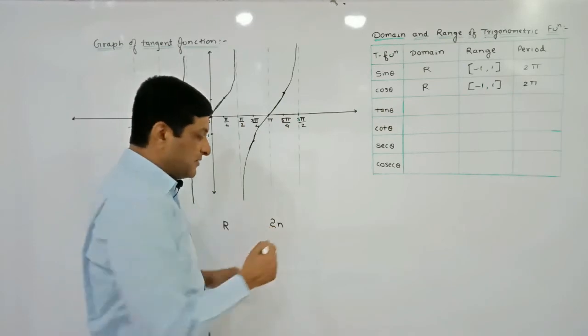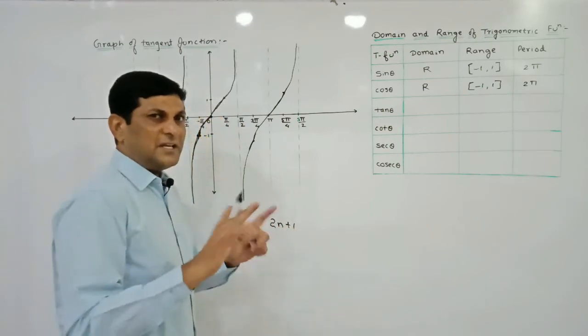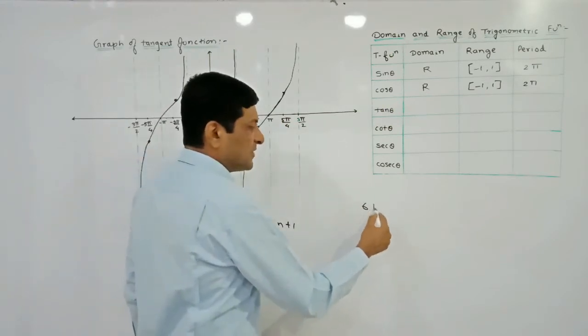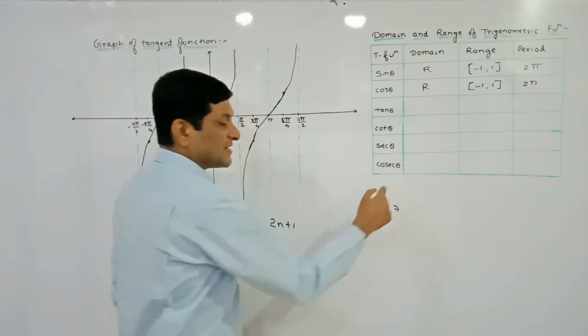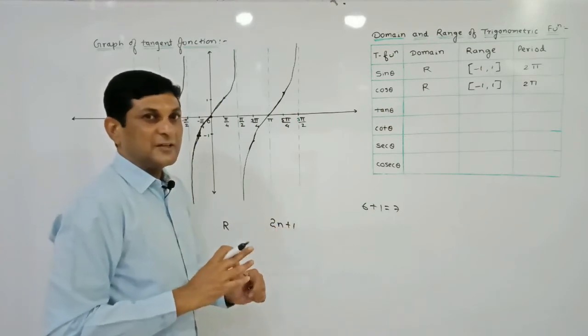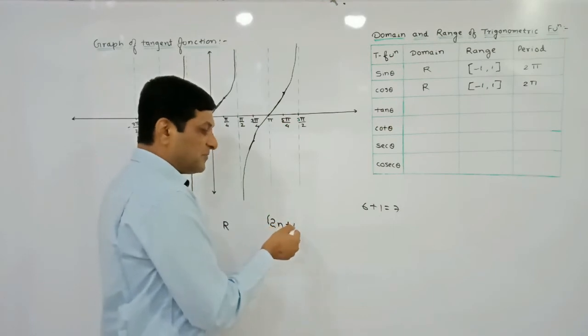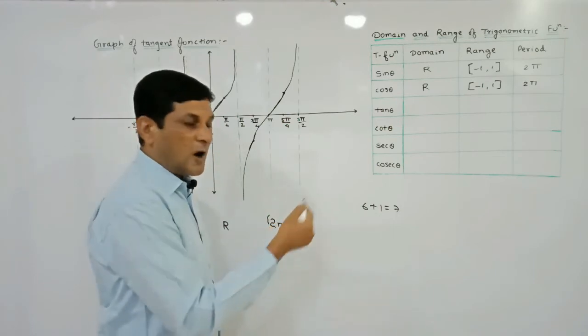...even number. And if we are adding 1 to any even number, let's say 6, we will get 7. 7 means what? Odd number. In this even number, if we are adding 1, we will get an even number. And in this even number, if we are adding 1, we will get an odd number.